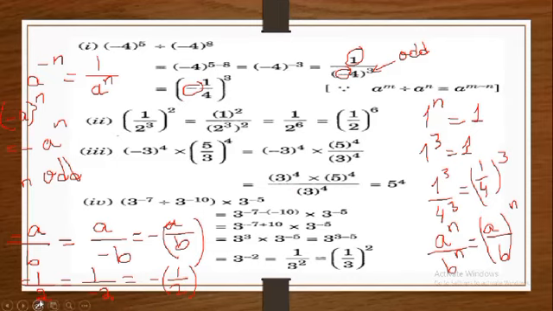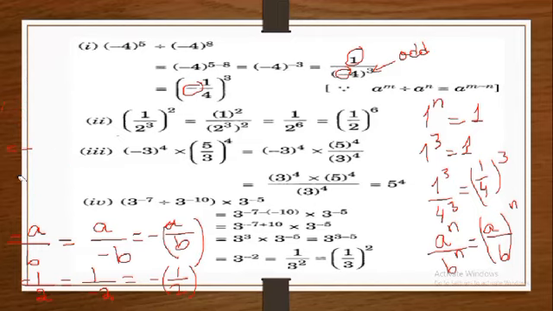Let's go to the part where we have part 2i. In part 2i, as you can see, 1 over 2 to the power 3, the whole, is to the power 2. Now, first of all, we have a rule here.